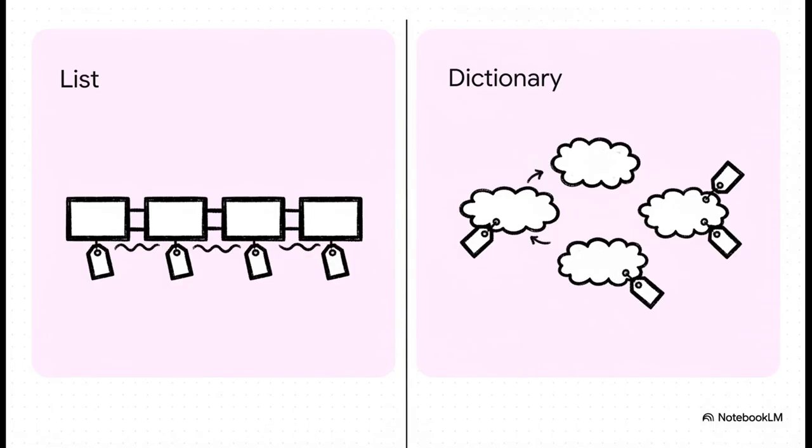So here's the bottom line. Lists, they're fantastic for simple, ordered sequences. You know, when the position of an item matters. First, second, third. But dictionaries, they're your go-to for labeled information. Anytime you want to look something up using a unique, meaningful name instead of just a number, a dictionary is going to be your best friend.